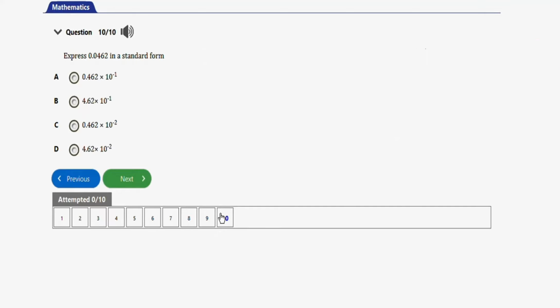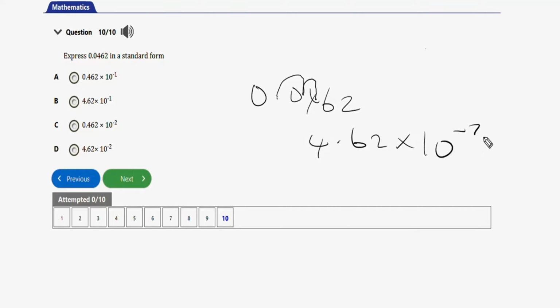Question 10. It says express this in a standard form. So let's write down the question. We have 0.0462. So we are going to move from our left to our right. So it will be 1, 2 to be in between this non-zero number. So this will give us 4.62 times, since we move 2 times, 10 to the power negative 2. Alright, so the right option is what?